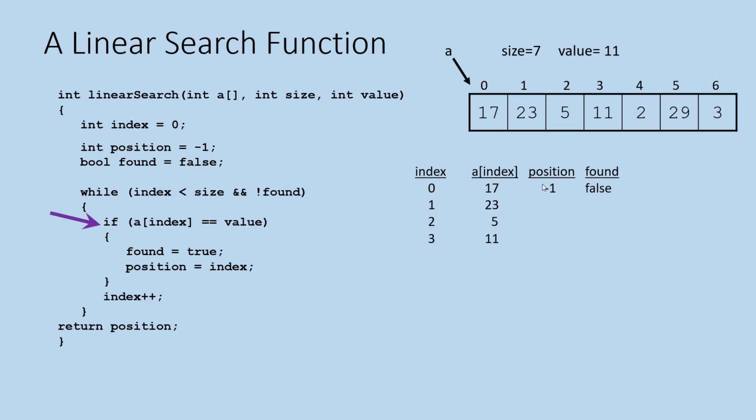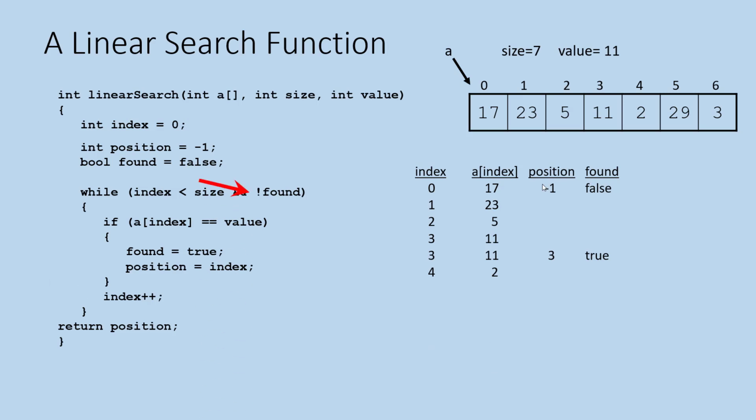We check the condition if A of index is equal to value. Now A of index is equal to value because A of index is 11. The value we're searching for is 11. So the first thing we do is we set found equal to true, and then we'll set position equal to the index. And what this will do then is set position equal to 3 and set found equal to true. So the position in which we find the item we're searching for, value, is in position 3. And we increment index again, so now index is 4, A of index is 2.